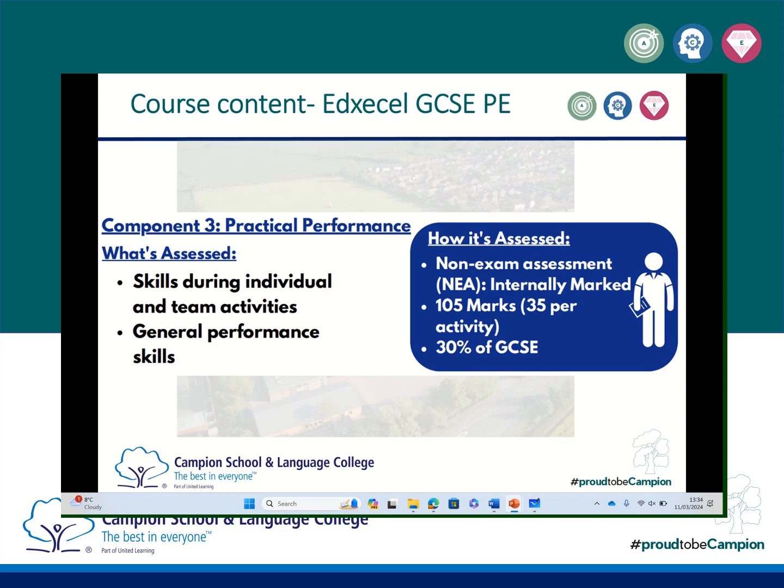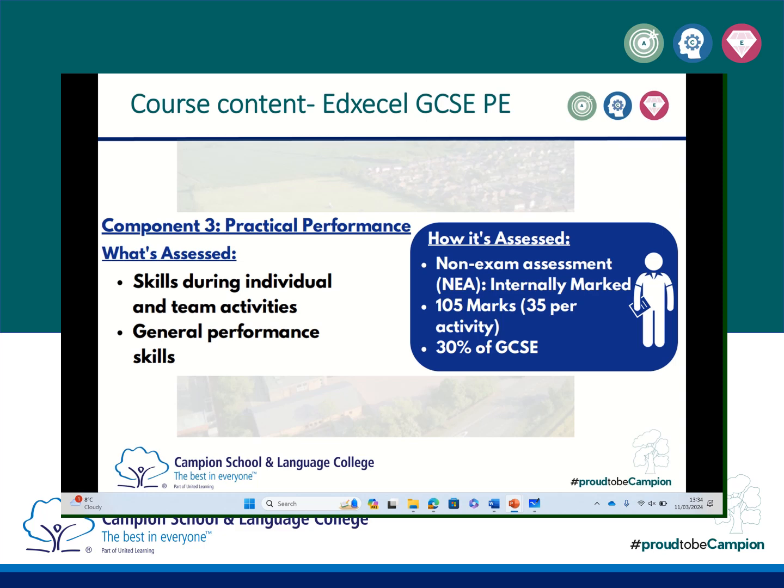Third section is component three, which is your practical performance. So you'll be assessed in three different sports, one team, one individual, and one from either. This is worth 30% of your GCSE, which means that it is the second most important component, and why we strongly advise that you must be playing a sport outside of school, at least one, and be experienced in being able to play three, because otherwise it's going to have a real negative impact on your sports. We do provide opportunities to do sports that you potentially haven't done before, rock climbing, trampolining.